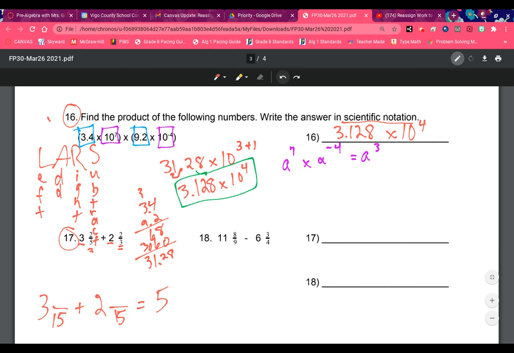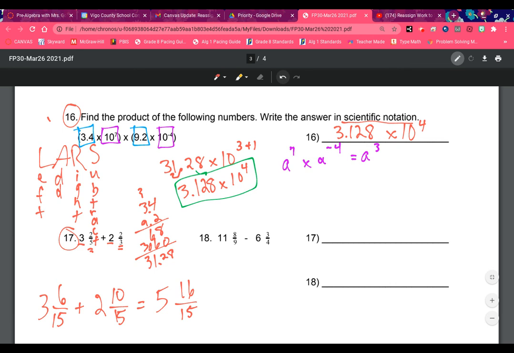If 2/5 needs to be over 15, we did 5 times 3 to get 15. So that means I need to do 2 times 3 on top. So that would give me 6/15. And then let's look at this fraction right here, 2/3. If I did 3 times 5 to get 15, I also have to do 2 times 5. So that gives me 10. So now this is easy again. We do 3 plus 2 is 5, and 6 fifteenths plus 10 fifteenths would give me 16 fifteenths.